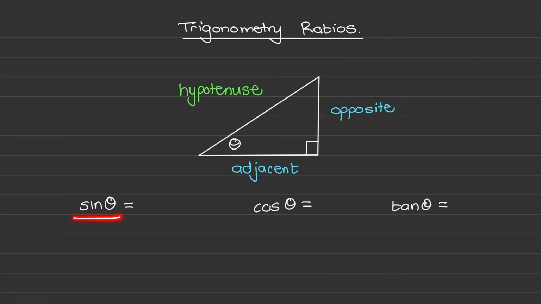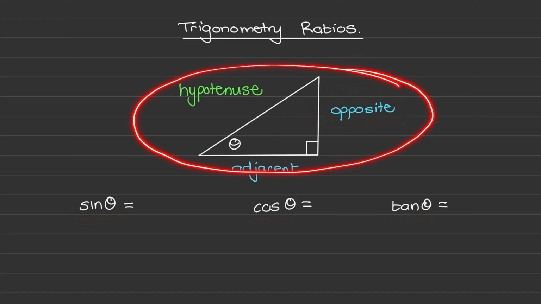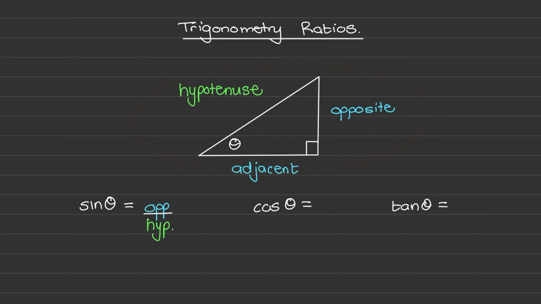So now our three trig ratios can be found using these sides of a triangle. The trig ratio of sine theta is equal to the length of the opposite side in the triangle divided by the length of the hypotenuse. So it is opposite over hypotenuse.